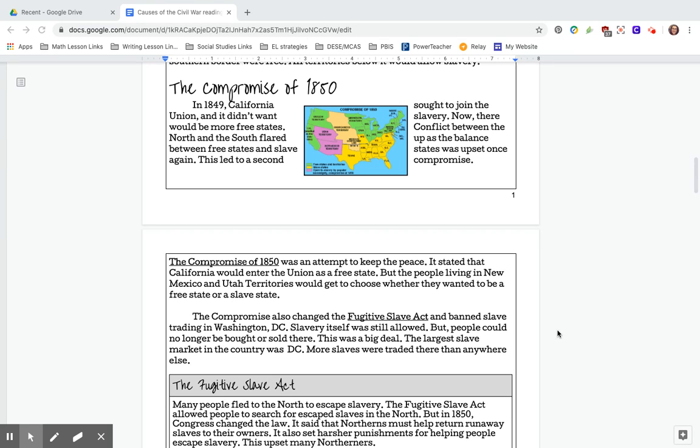This was a big deal. The largest slave market in the country was D.C. More slaves were traded there than anywhere else.